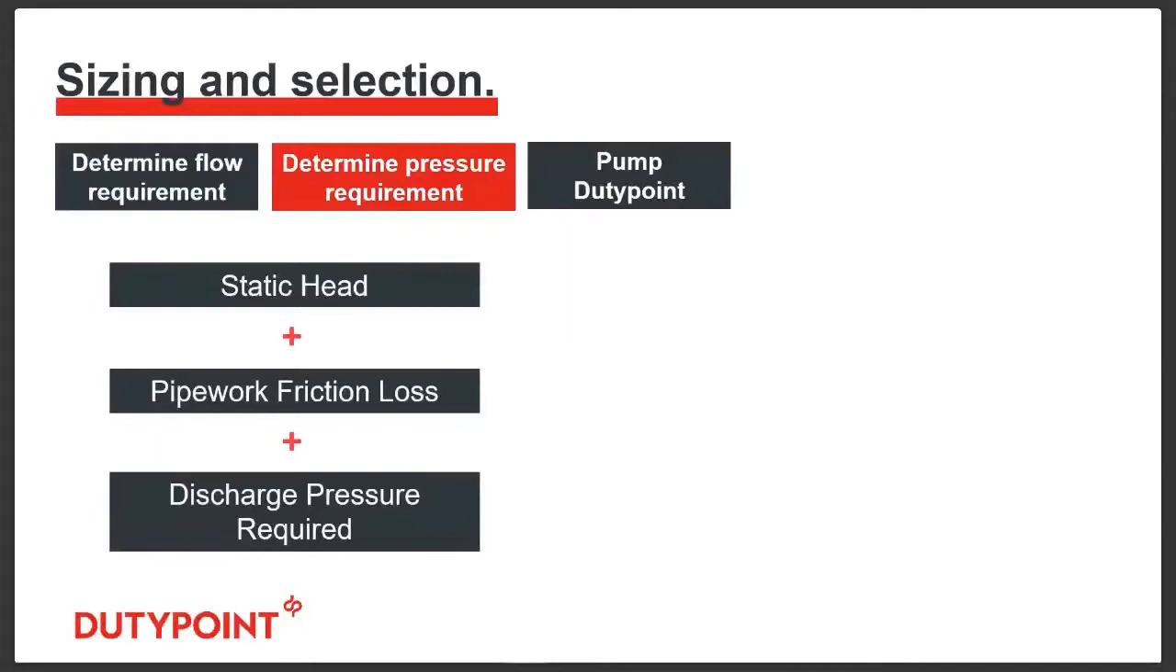We then look at the pipework friction loss. So what is the run of pipework? How many bends are there? What diameter is it? What material is it? And there are a bunch of formulae we can use to actually calculate what that friction loss is. There are also tools available to do this for you, as you'll be pleased to know, to save you time. So the Hazen-Williams formula is the one we typically use. There's actually a calculator on our website. If you Google Dutypoint friction loss calculator, you will find it, and that will help you to calculate the friction loss in your system.